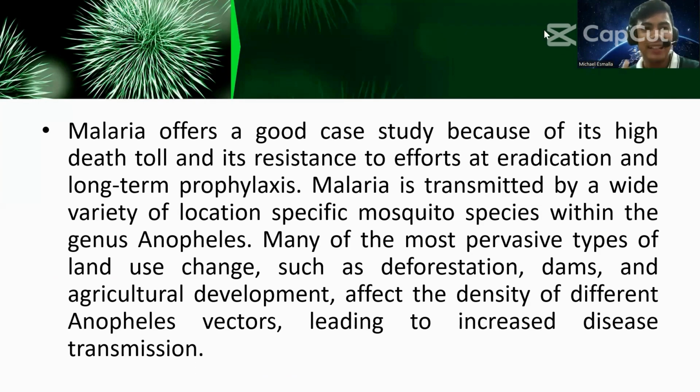It took a long time to eradicate because of its capability to resist prophylaxis. Malaria is transmitted by a wide variety of location-specific mosquito species within the genus Anopheles, and many pervasive types of land use change, such as deforestation, dams, and agricultural development, affect the density of the different Anopheles vectors, leading to the increase of disease transmission.